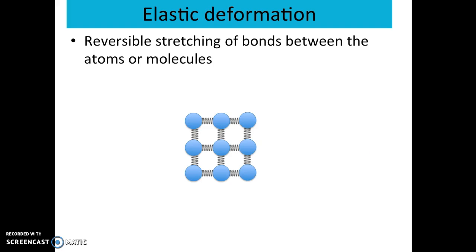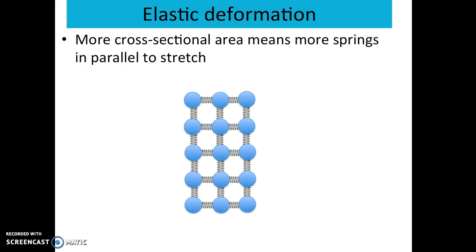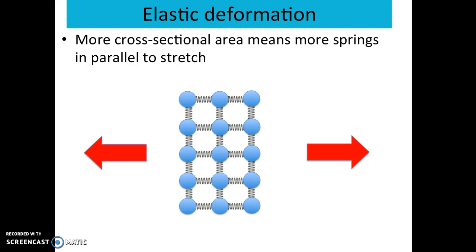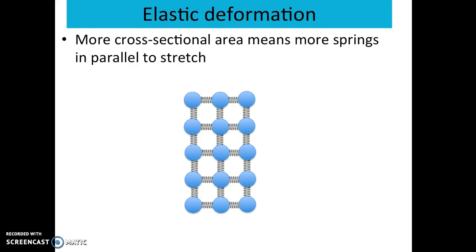Just thinking a little bit about the effect of area and also length. If I increase the cross-sectional area, I've got more bonds or mini springs that are in parallel and they're going to resist that stretch. So if I apply a force, I get a little bit less stretch this time because there are more springs resisting that stretch. Take the force off. As long as I'm within the elastic limit, it will return to its original shape.